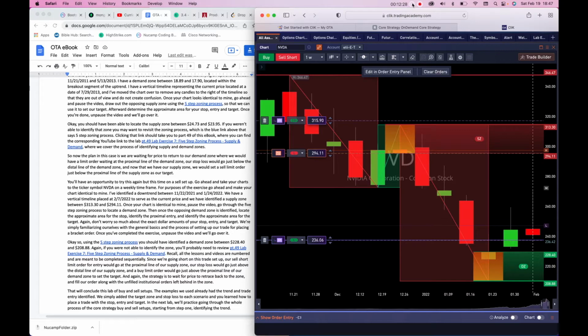And again, the strategy is to wait for price to retrace back to the zone and fill our order along with the unfilled institutional orders left behind in the zone. So here we have our sell short order placed at the proximal line of our supply zone. We have our buy market order serving as a stop loss placed just above the distal line of our supply zone. And we have our buy limit order placed just above the proximal line of our demand zone.